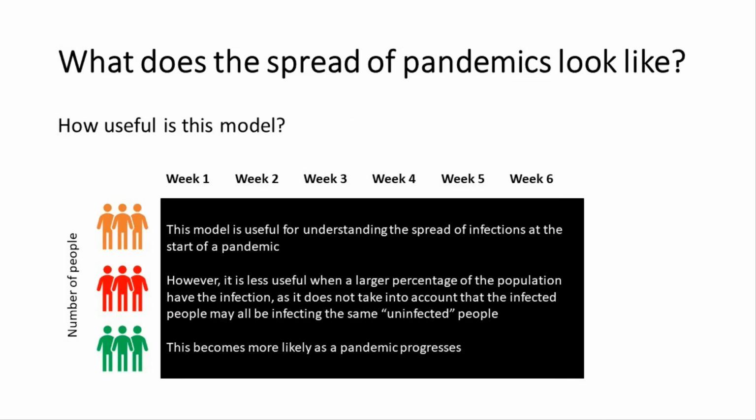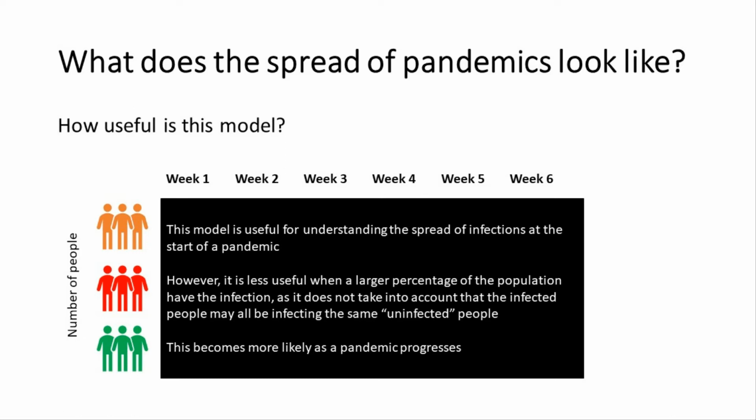So whilst this is a super interesting model, how useful actually is it? Well, it's quite useful for understanding the spread of infections at the start of a pandemic, despite being very, very simple. However, it becomes much less useful when a larger percentage of the population have the infection, because it doesn't take into account that the infected people may all be infecting the same uninfected people.